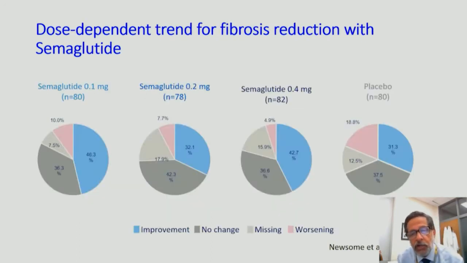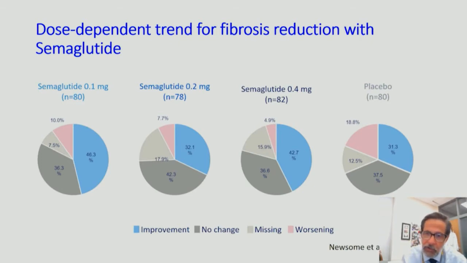So to take a deeper dive, we looked at how fibrosis changes, and these are data showing fibrosis improvement, no change or worsening. And I want you to focus on the pink wedge over here. On the right are data for the placebo arm, where you see that 18.8% actually had fibrosis worsening. Then if you go all the way to the left and work your way back to the right, as you go from semaglutide 0.1 to 0.2 to 0.4 milligram, there's a stepwise decrease in the progression of fibrosis. So this shows that when you reduce the activity, the first thing that happens is fibrosis progression slows down. You get fibrosis stabilization before you get fibrosis reversal.